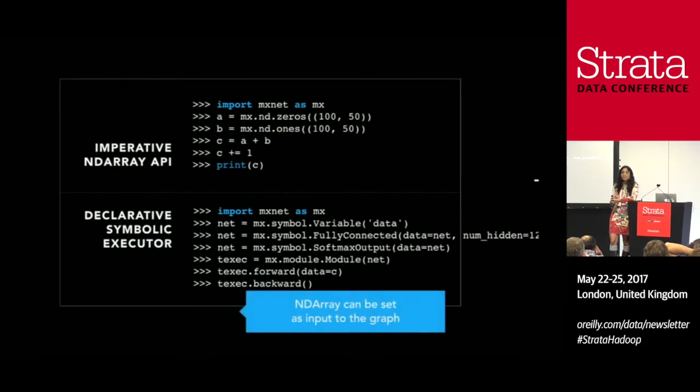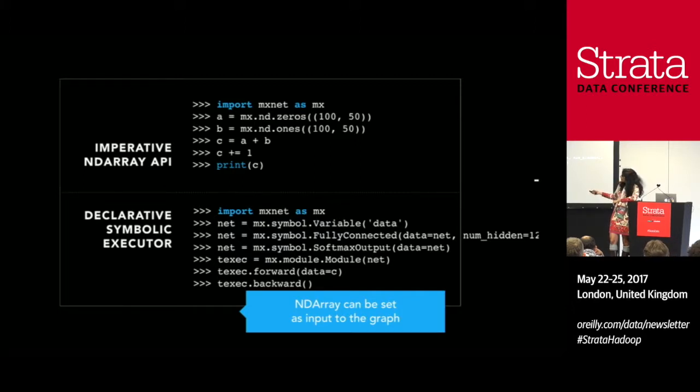So what MXNet does is it lets you mix both of them. Meaning you can write parts of your program in the imperative style. So NDArray is the multidimensional array that can be manipulated in an imperative style. And so in this example here, you can initialize these matrices, right? You can do simple operations here. And then you can pass that on to your symbolic executor.